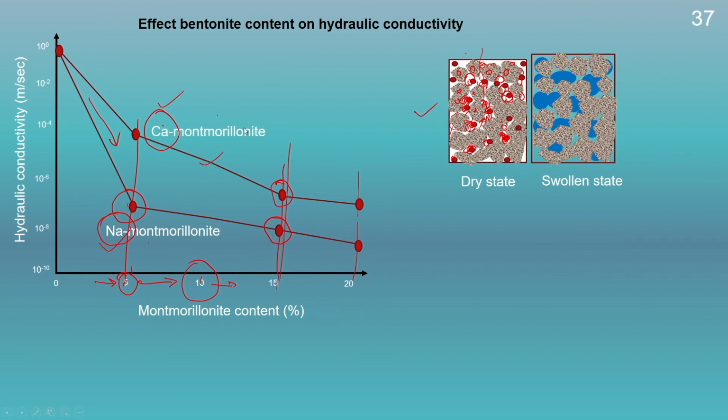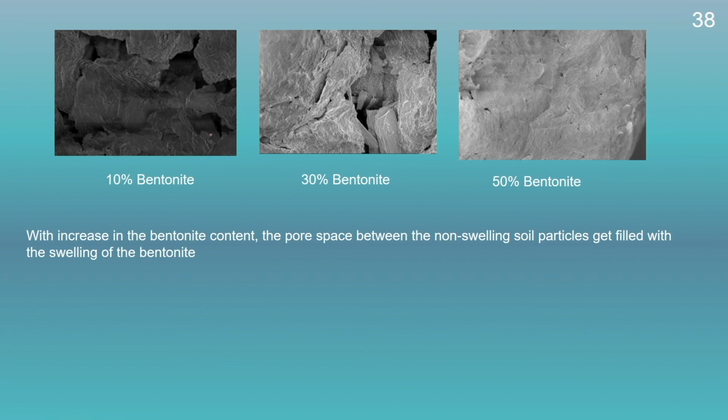Here we can see the SEM analysis of the soil matrix. At 10% montmorillonite, we could see some of the opening space or the macropores over here. But as we increase the montmorillonite content, this void space starts to get filled by the expansive soil. Here we cannot see any macropores, or all these macropores are filled by the expansive soil. And once these macropores are filled by the expansive soil, the hydraulic conductivity gets decreased to a large extent.